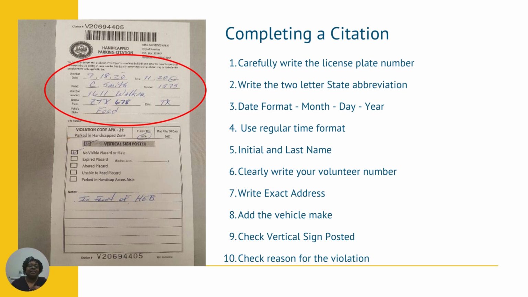Okay, when we're completing a citation, re-emphasizing, carefully write the citation number and then write the 2-letter state abbreviation. And make sure if it's not a Texas plate, don't forget to change it, because we'll get in the habit of just writing Texas because we're so used to everything being Texas.